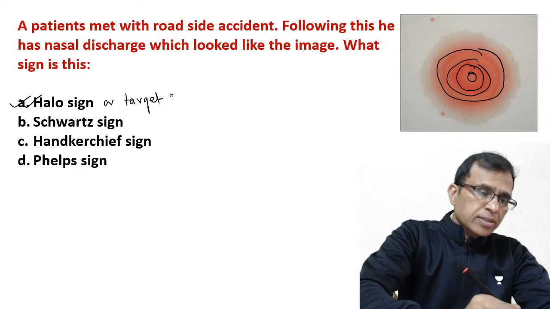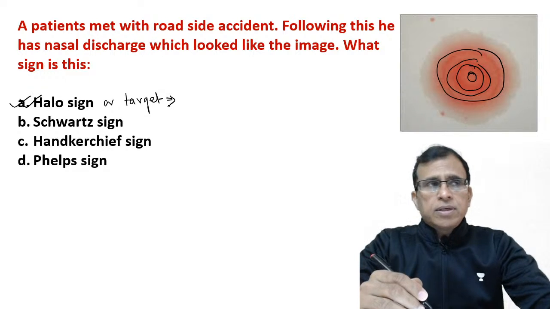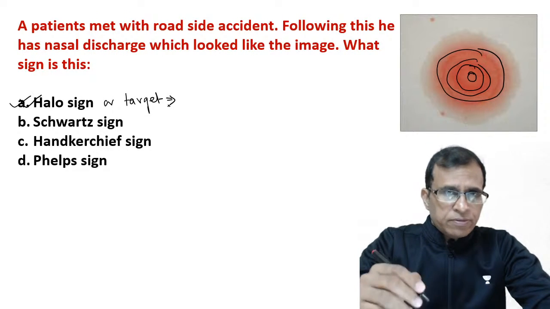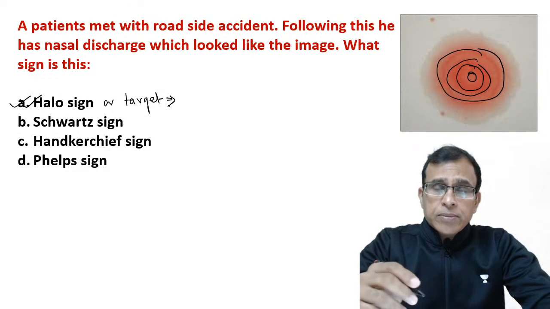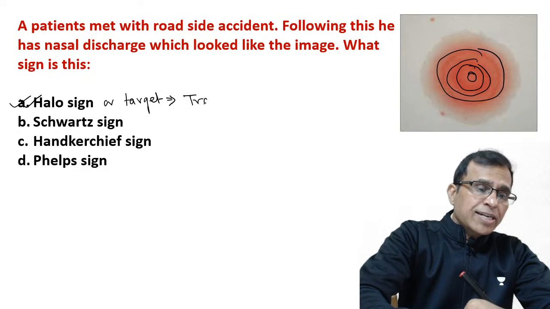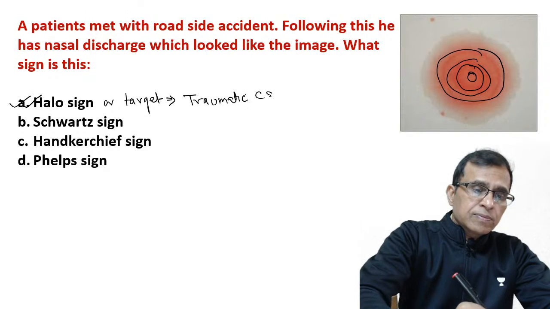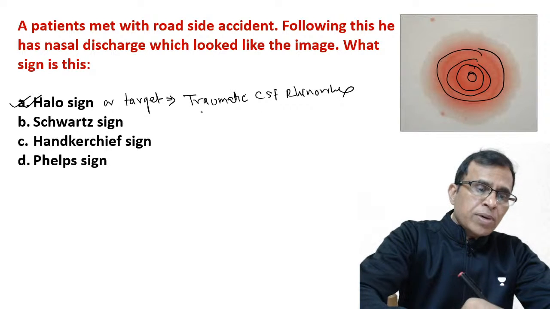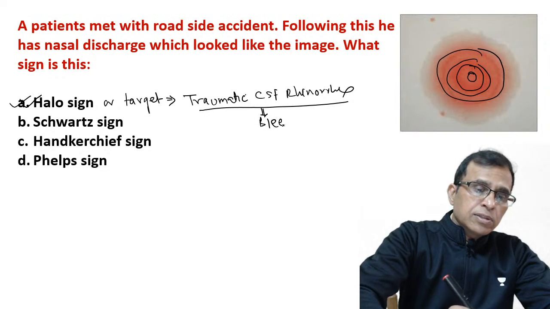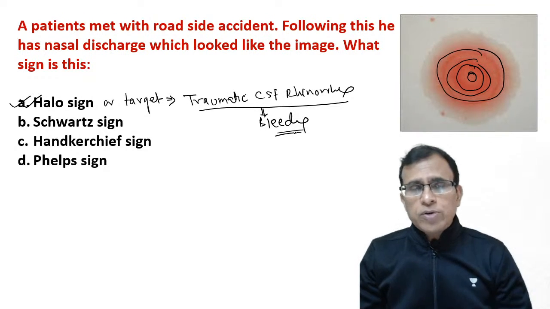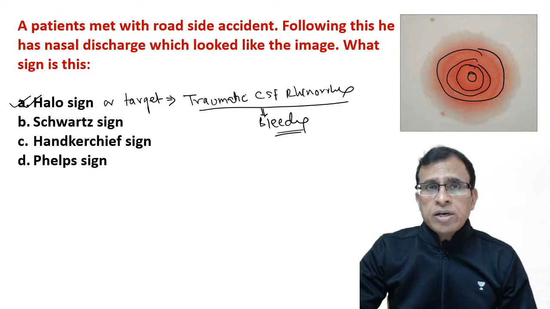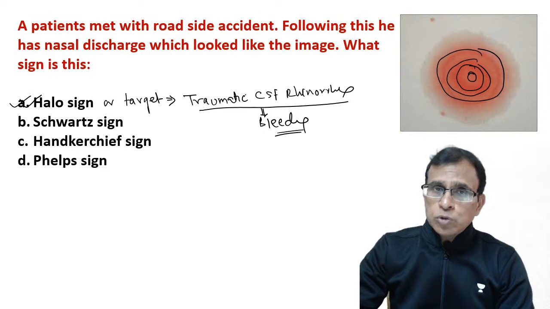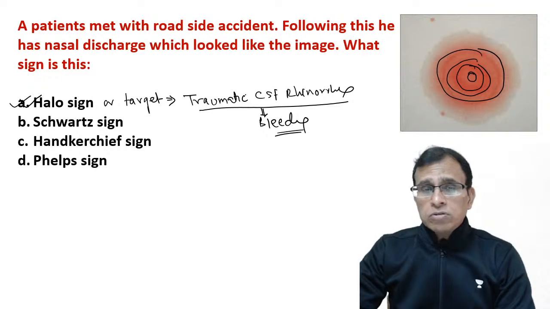I had asked this question in one of the MCQ based lectures that I had taken in special classes, one of the free classes. Target sign is seen in only traumatic CSF rhinorrhea, as somebody is rightly saying, because trauma causes bleed also. And the rest of the causes of CSF rhinorrhea, like congenital, dehiscent, or tumors, or raised intracranial pressure, empty sella syndrome. There are many other causes of CSF rhinorrhea, and in all those patients there is no bleeding.